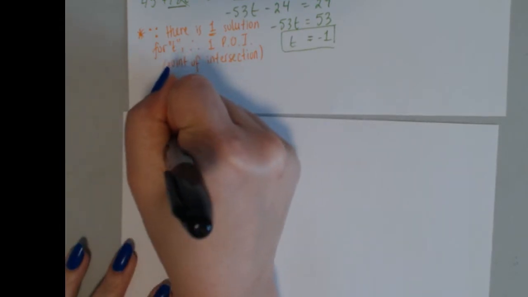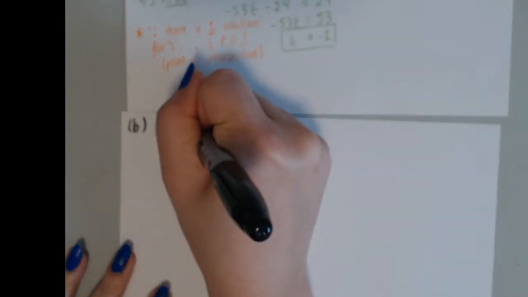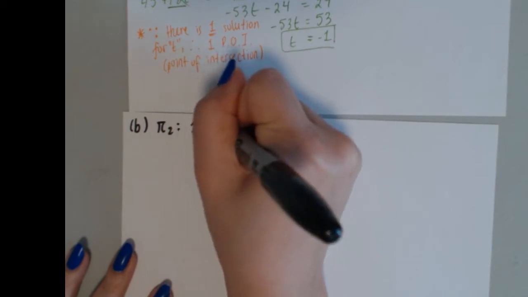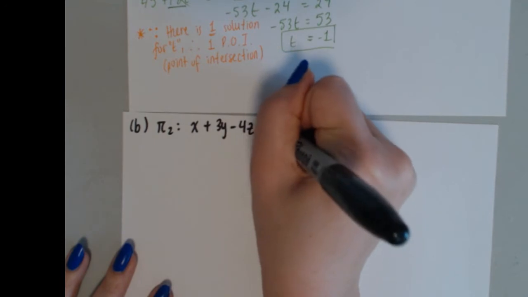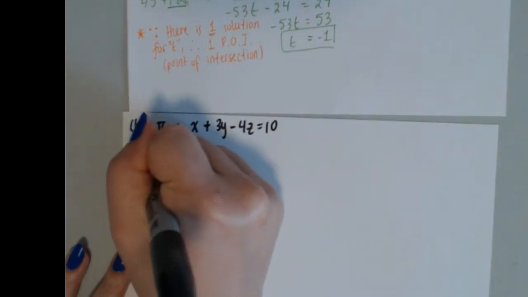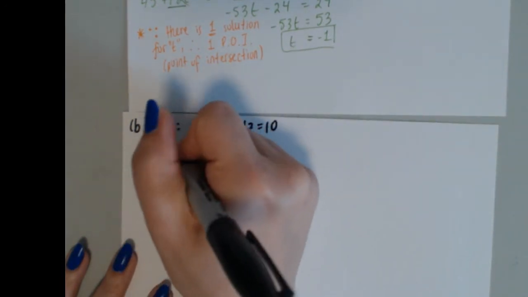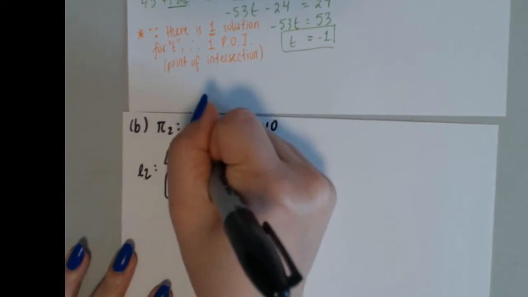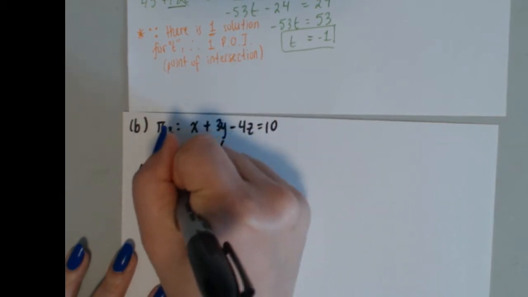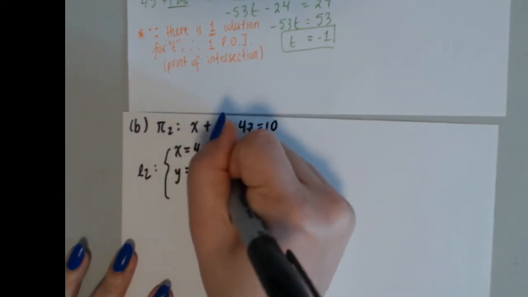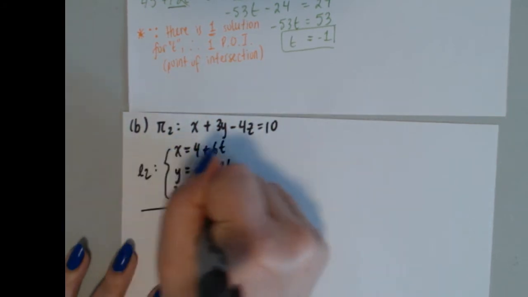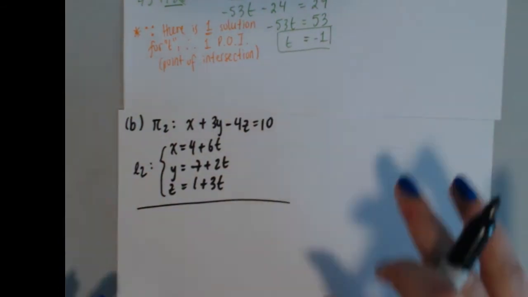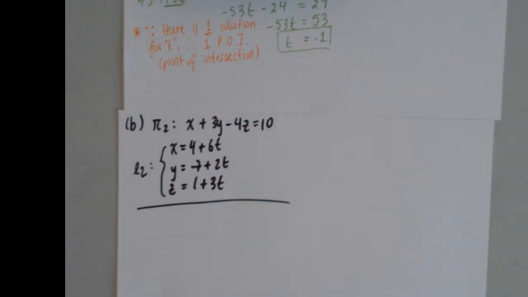Okay, so for part B, we have plane pi2, and it's given by the equation x plus 3y minus 4z equals 10. And the line L2 is given by the parametric equations x is equal to 4 plus 6t, y is equal to -7 plus 2t, and z equals 1 plus 3t. Same thing. If they're going to intersect, then the x and the y and the z values have to be the same.